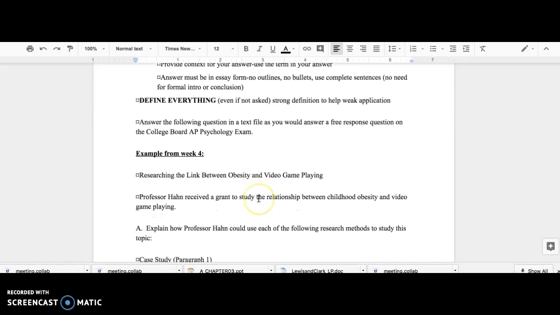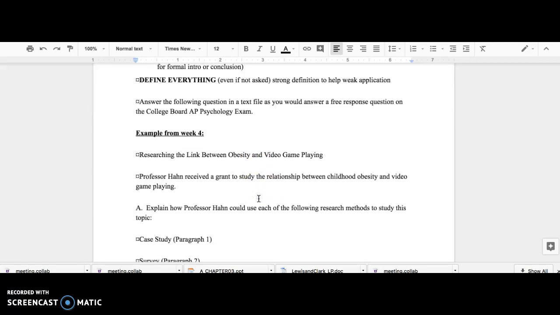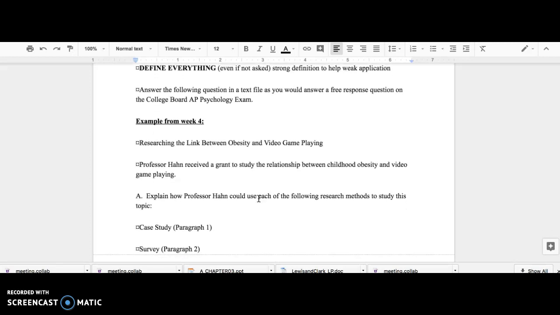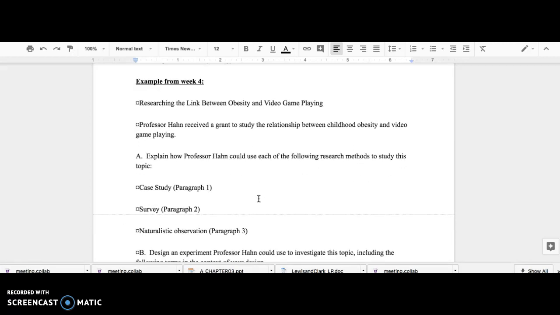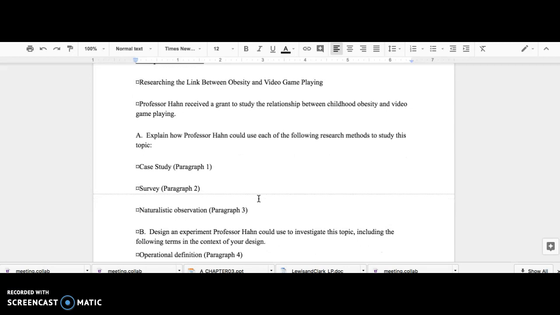The research question that they first started off with was looking for a link between obesity and video gaming. Then the hypothesis that they came up with is that childhood obesity is linked to video gaming. For part A of the FRQ, they want you to explain how Professor Hahn could use each of the following research methods to study this topic.